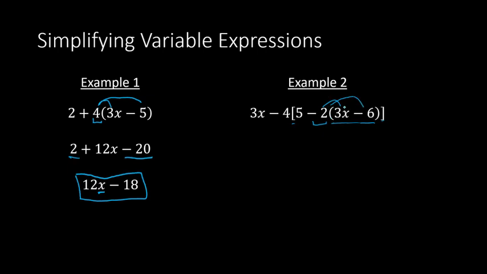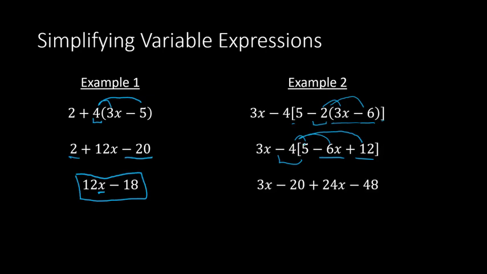So we have negative 2 times 3x, which gives you negative 6x, then negative 2 times negative 6 gives you a positive 12. All right, and now from here, we could simplify inside of the braces if we wanted, or we could just take this negative 4 and distribute again within this grouping. So if we do it this way, we have negative 4 times 5, which gives you negative 20. Negative 4 times negative 6x is positive 24x. And the negative 4 times 12 is a negative 48.